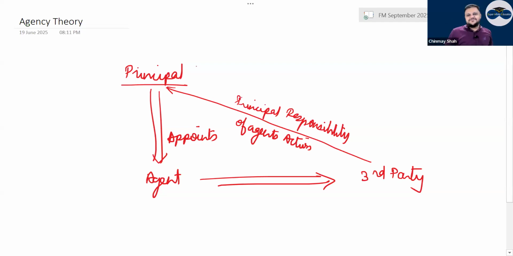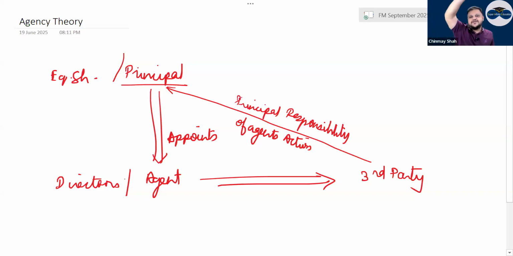So, principal, correct? Or if it's a company scenario, the equity shareholder is the principal. They appoint directors who are agents of the company, who deal with the third party, but whose responsibility is it? Equity shareholders or owners, right? Now see, when Jio does something wrong, who do you blame? Mukesh bhai, correct or not? Right or not? Tell me. I'm saying it right. Akash bhai, Mukesh bhai, yes.